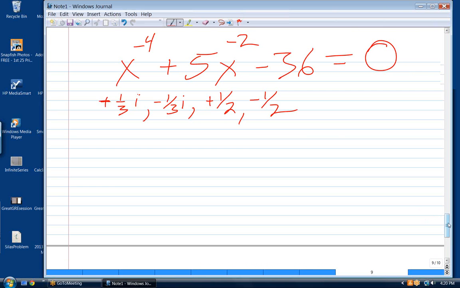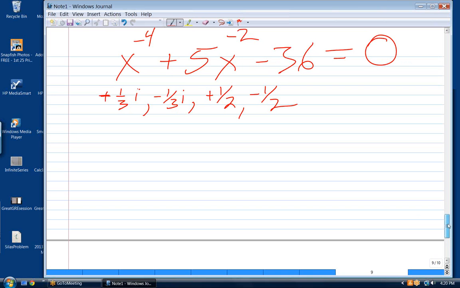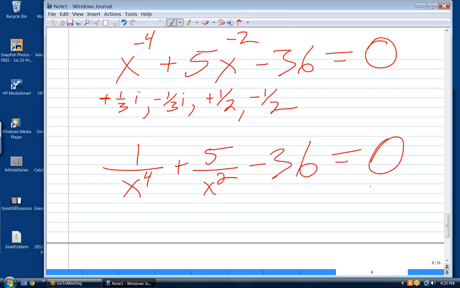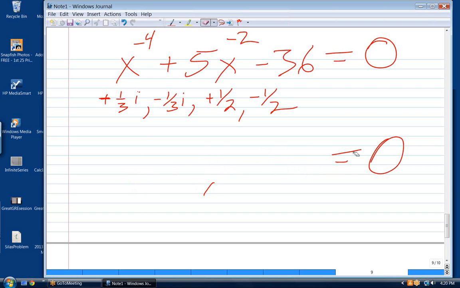That's because there was no radical signs at all. In other words, this equation really was 1 over x to the 4th plus 5 over x squared minus 36. Notice there's no radical signs. So we would not expect to get extraneous solutions. There's no absolute value signs, no logs.